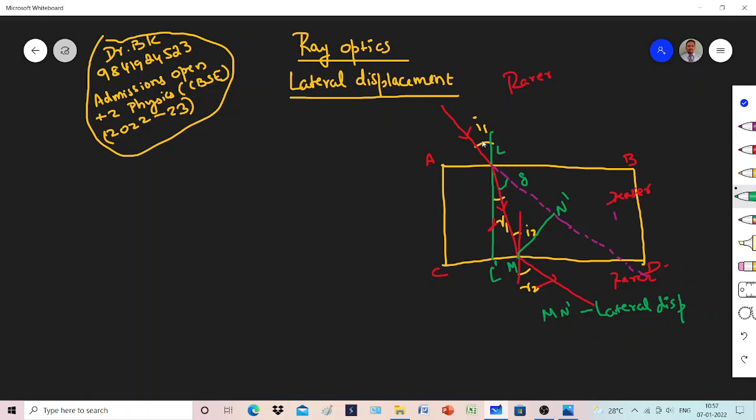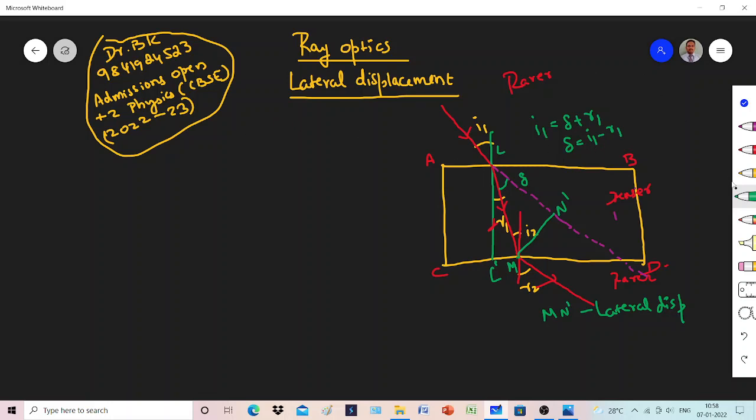You can see this I1, this side it is R1 plus delta. So opposite angles are equal. Therefore, this I1 is equal to delta plus R1, and delta is equal to I1 minus R1. This will be used later. So I keep this equation as it is.